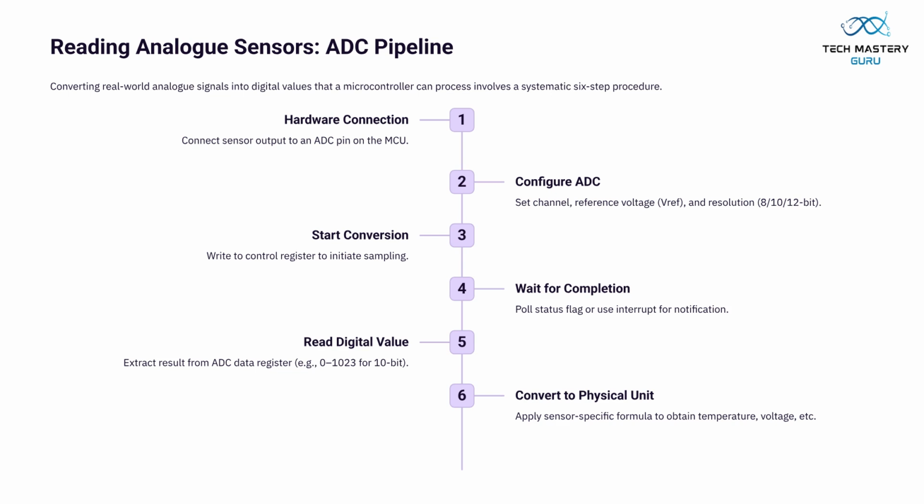Reading analog sensors involves a systematic 6-step ADC pipeline. From connecting the sensor to an ADC pin and configuring the ADC, to starting the conversion, waiting for completion, reading the digital value, and finally converting it to a physical unit.